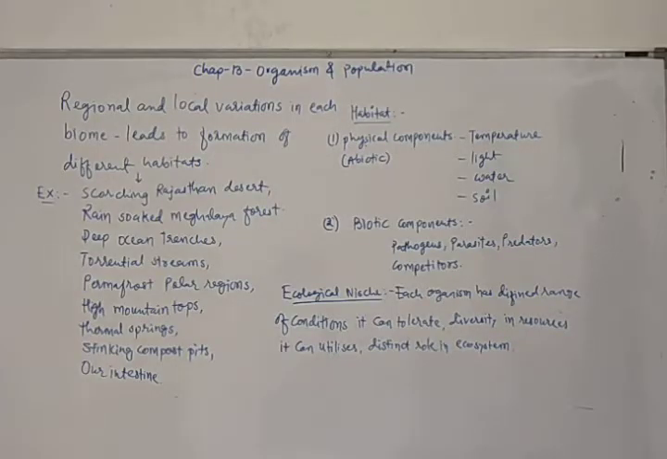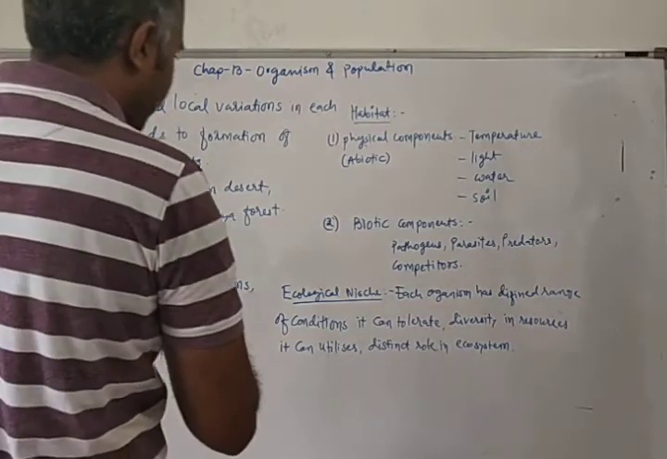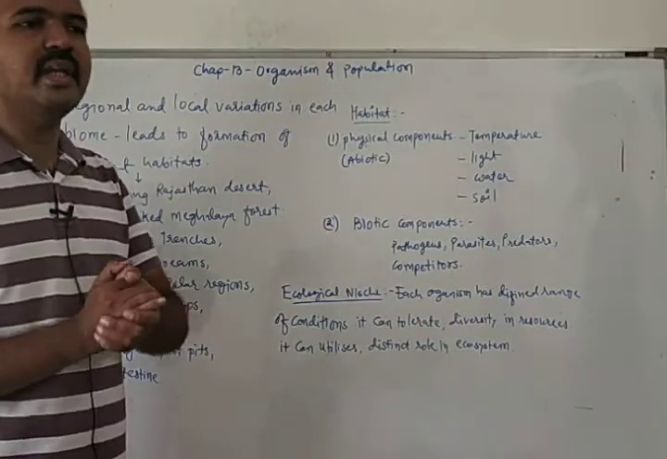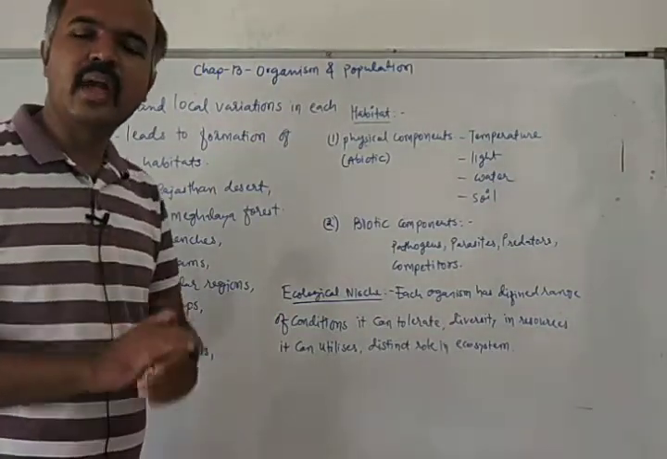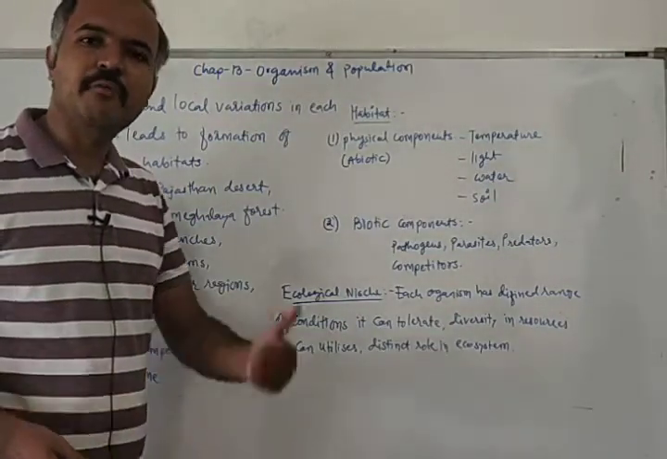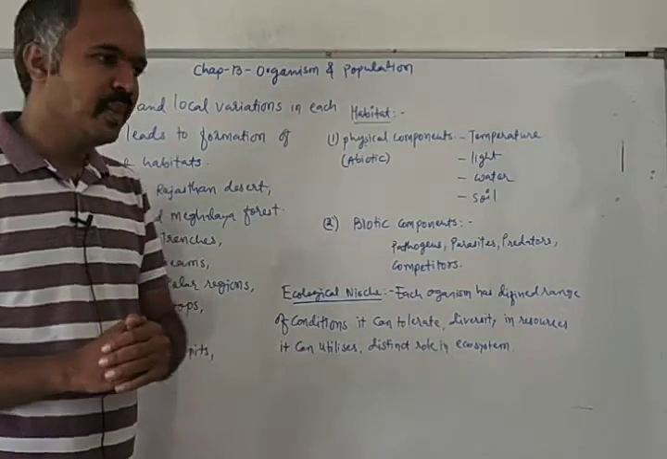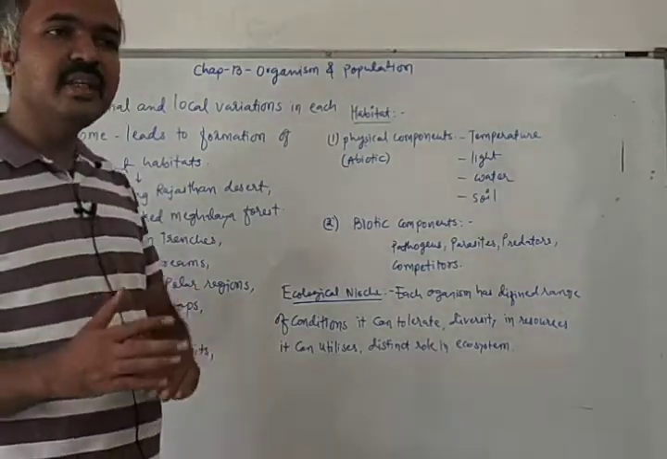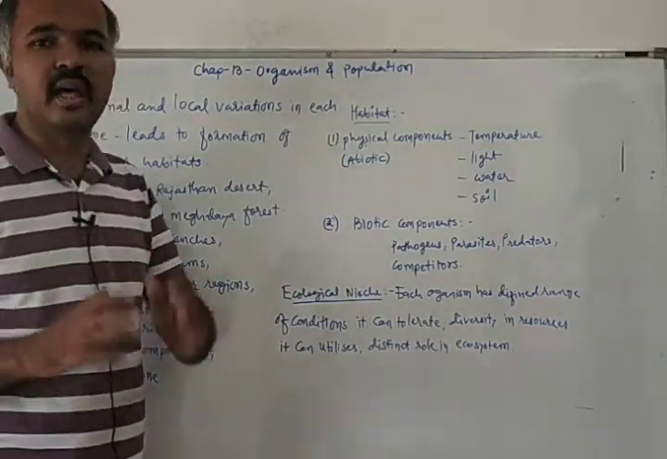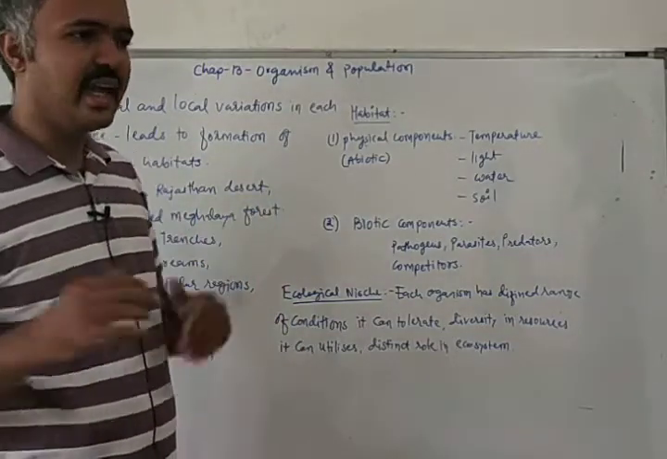So students, we have seen how different biomes are produced, and we said that due to annual variation of temperature and annual variation of precipitation, different biomes are formed. And these variations arise because of the movement of Earth around the Sun on a slightly tilted axis.